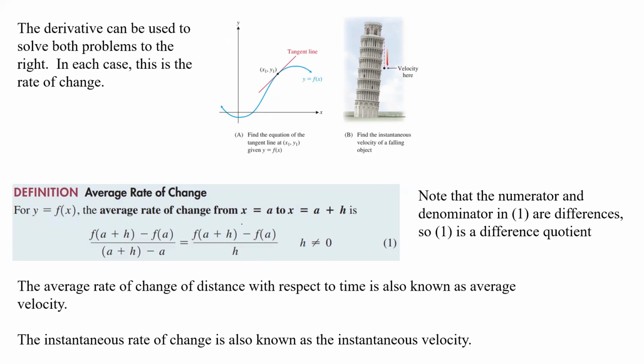So this is a difference quotient here, and we've used it before in different things. Now the average rate of change of a distance with respect to time is also known as the average velocity, and the instantaneous rate of change is also known as the instantaneous velocity. So we'll be looking at those things as well.